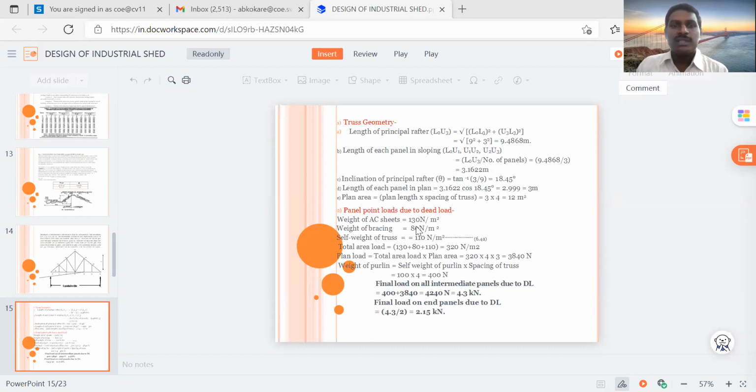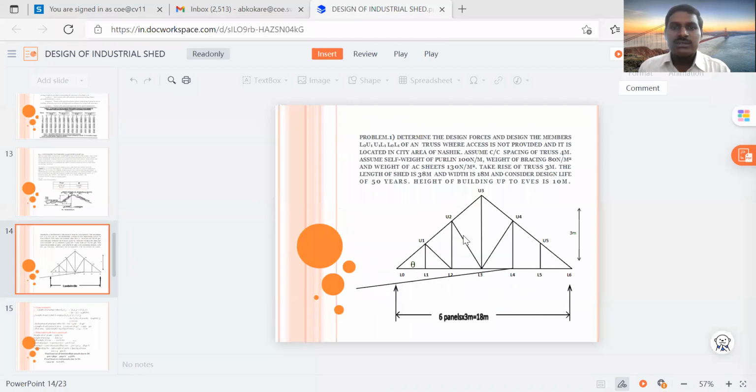Now we have to go for the second, that is dead load calculation, or panel point load due to dead load. So due to dead load, how much load is coming on this particular truss? That we have to calculate. As we have discussed, there are 4 types of load coming in the dead load calculation. First is the weight of sheet. Here they have given to us in the problem statement: AC sheet is given, weight of purlin is given, weight of bracing is given, and weight of truss we have to calculate.